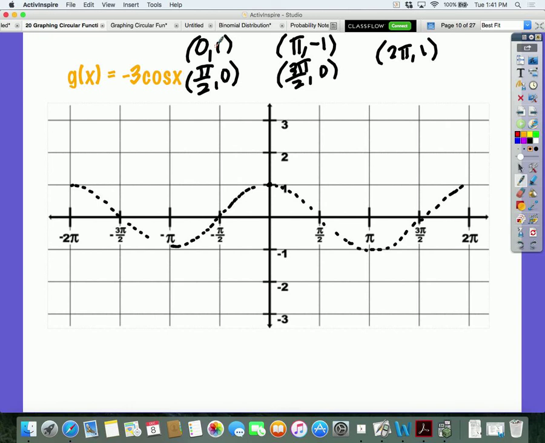So this becomes a 0, this one 3, this one 0, and this one -3. So when I plot these, this point is now down here. This point stays where it is. Back up to the top, stays where it is. Come down to the bottom.